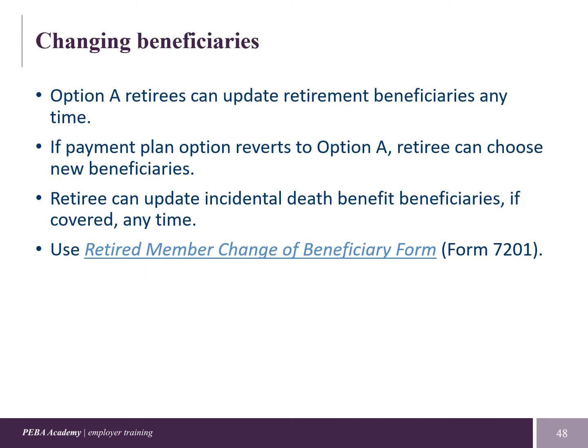Option A retirees can change their beneficiaries at any time. The same is true of a member who reverts to option A. Incidental death benefit beneficiaries can be changed at any time as well. Such changes should be made on Form 7201, Retired Member Change of Beneficiary Form.